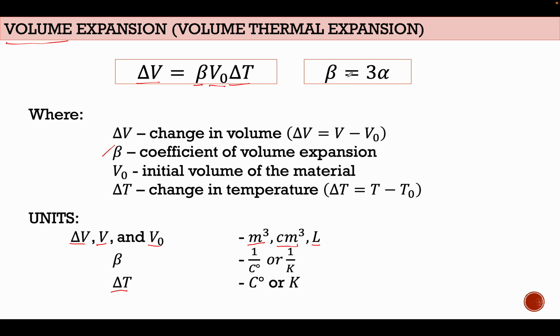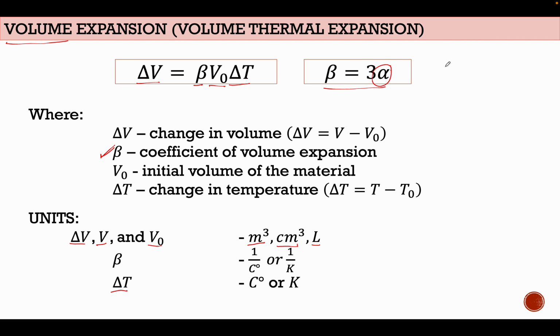Okay, so we also have this equation right here. Now, what is this equation for? There are problems about volume expansion where, instead of beta, they give the value of alpha. That's why we have this equation, because again, our volume expansion formula uses beta as the coefficient for volume expansion. So if alpha is given, we need to convert alpha to beta first. So that's why we have beta is equal to 3 times alpha.